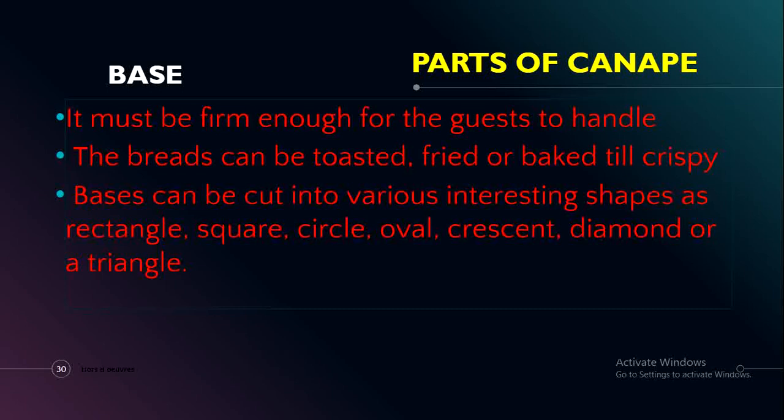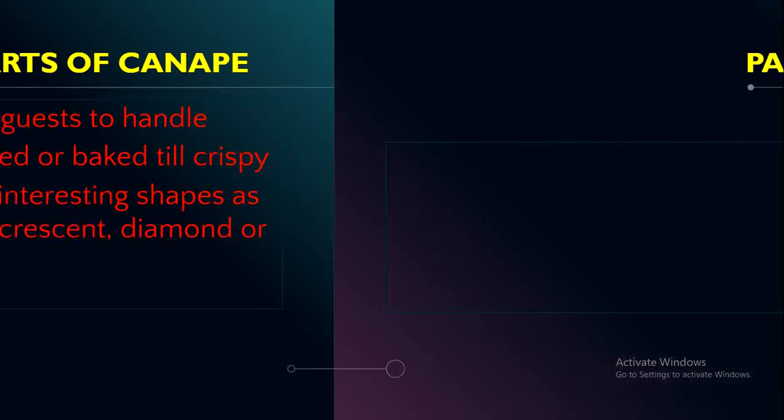The bread can be toasted, fried or baked till crispy. Normally the base will be toasted or fried, or even sometimes baked. The base can be cut into various interesting shapes such as rectangle, square, circle, crescent, diamond, etc. To get a nice appearance or eye appeal, we cut the base into various shapes. So these are some of the properties of the base.